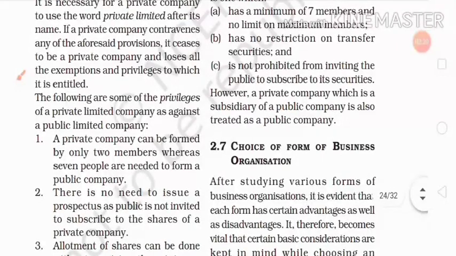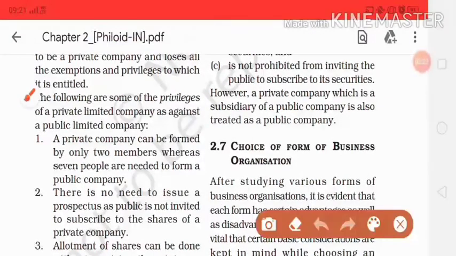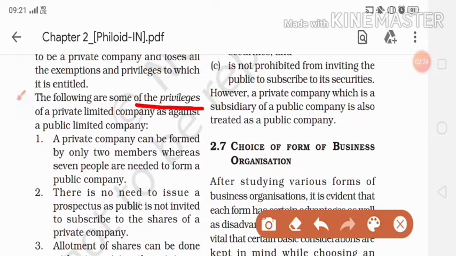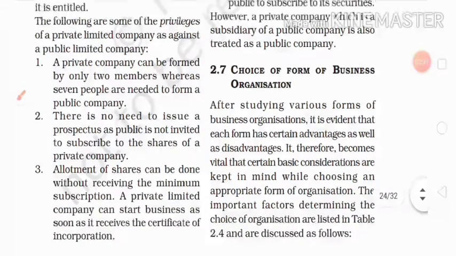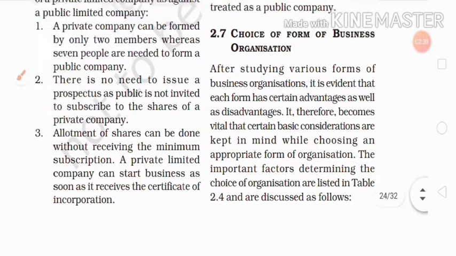Now coming to the privileges. The following are some of the privileges of a private limited company against a public limited company. A substantial number of entrepreneurs prefer to form a private company because of the following privileges. First, only two members are required to form a private company, as against the minimum requirement of 7 members for a public company. Second, only two directors are needed in a private company, as against three directors in a public company.